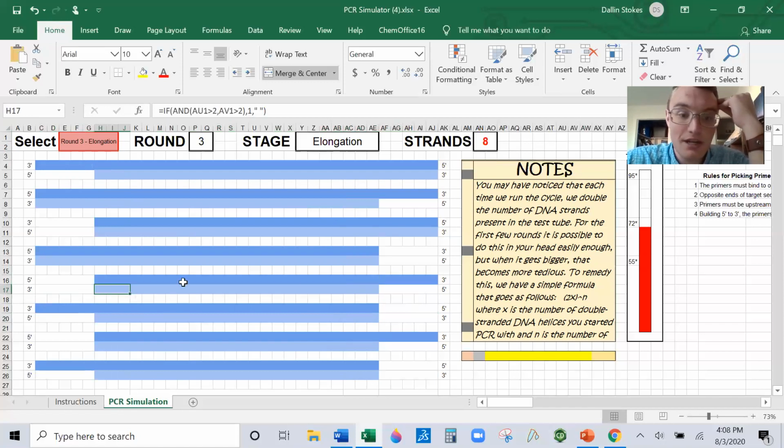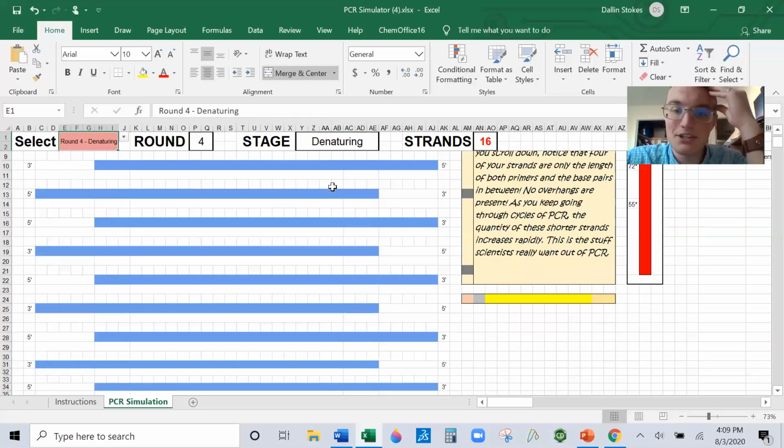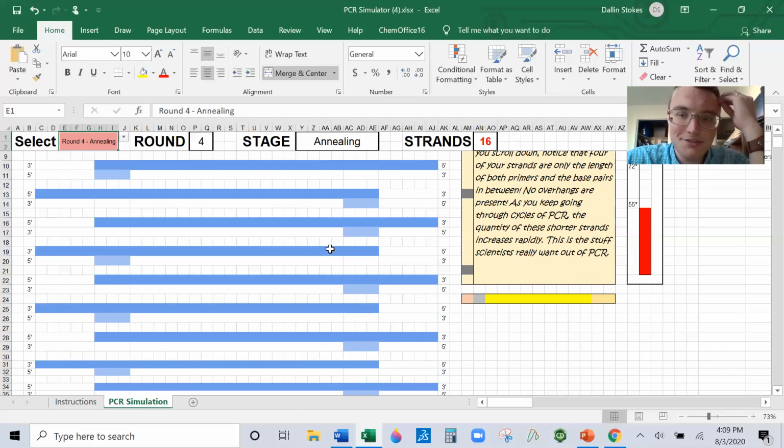Now notice, this strand is now only this long because we're not copying anything before here, and we ran out of tracks over here. So it's just that long. Same with this one down here. This is where things get interesting. I'm coming to a point with this, guys. Okay, here we go. Denature. So now this is round 4. We denature, we add on the primers, and we elongate.